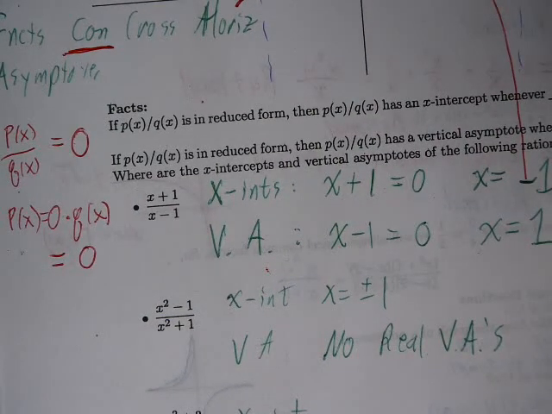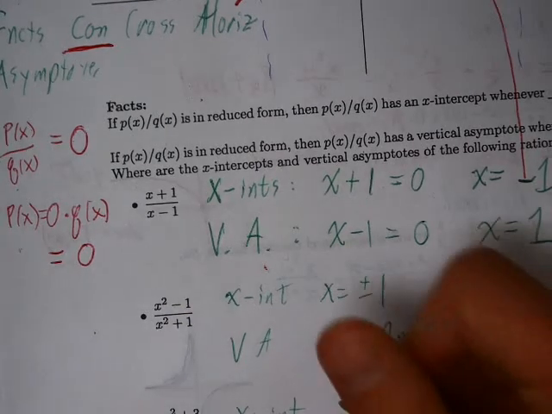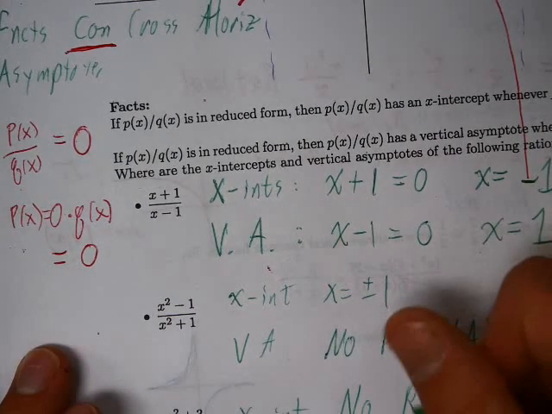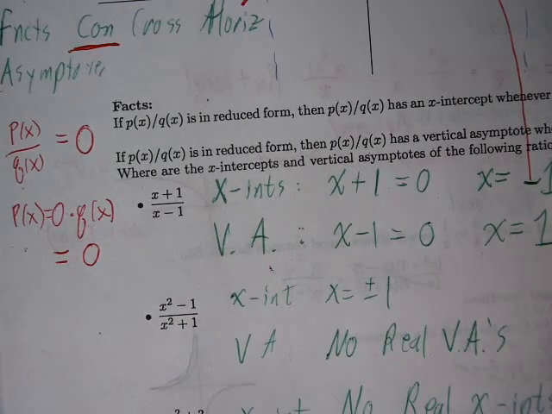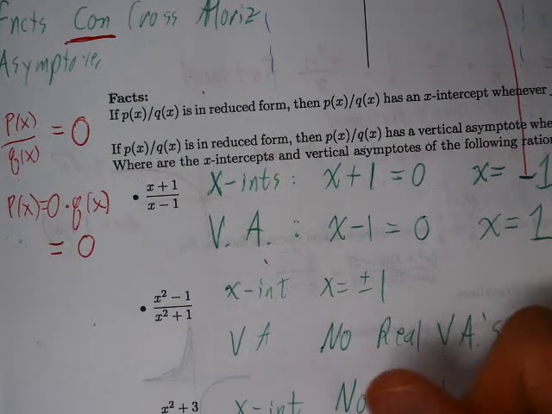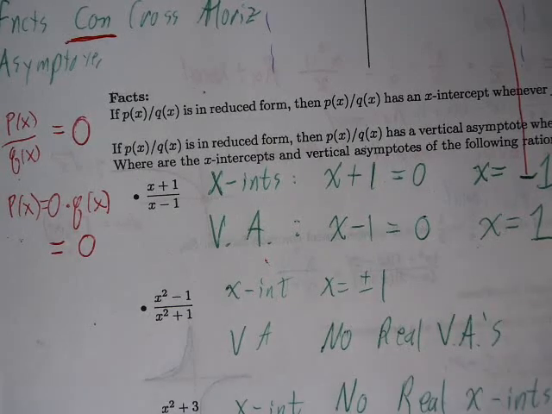Where are its x-intercepts? Does it have any real x-intercepts? Where are its vertical asymptotes? Cool. Does everyone feel pretty okay about that?